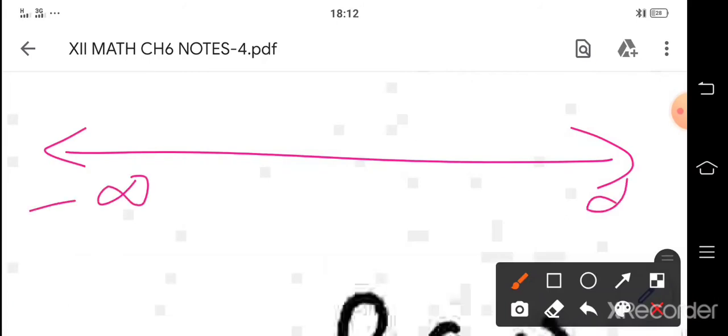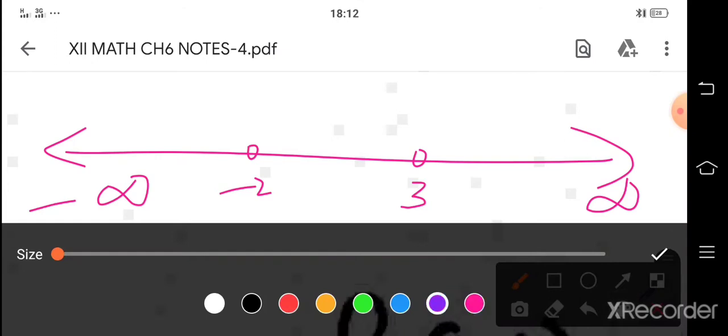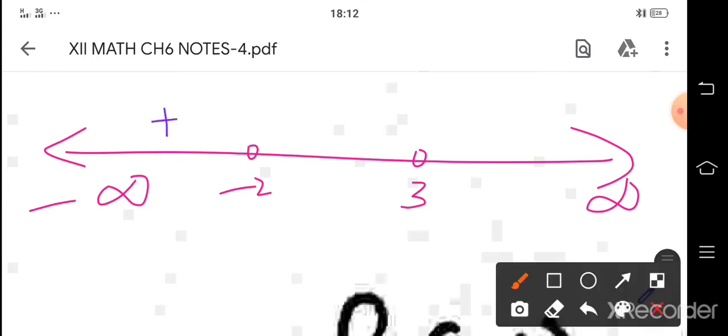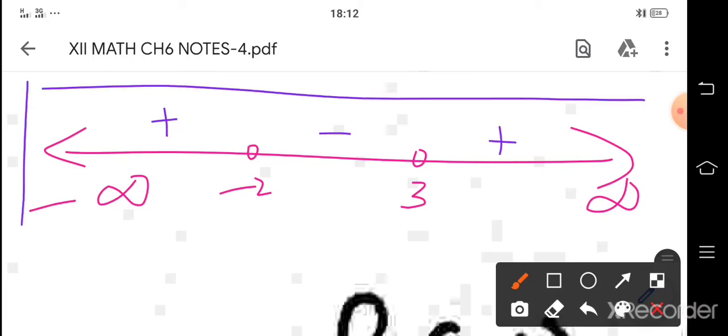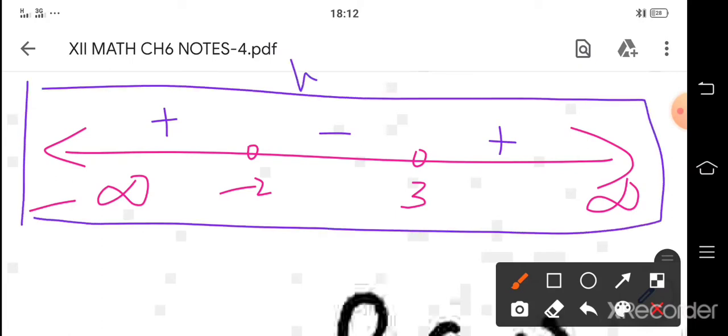Minus infinity, infinity, minus 2, plus 3. From minus infinity to minus 2 it is positive, then negative, then positive. Alternately they will come. This is the number line I am using for f dash of x. This is also called the wavy curve method.